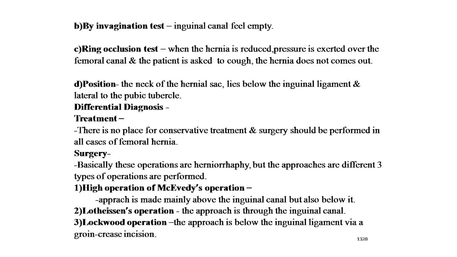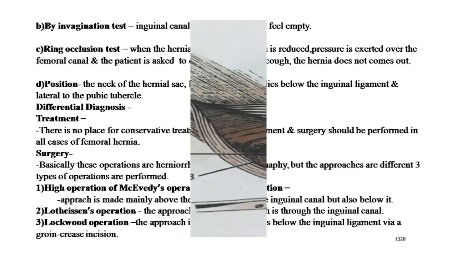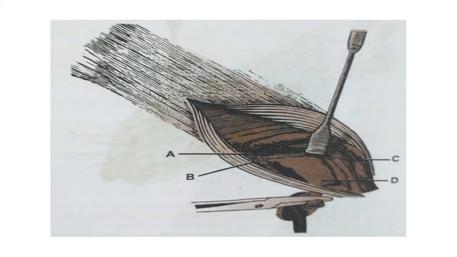Lotheissen's operation: the approach is through the inguinal canal. Lockwood operation: the approach is below the inguinal ligament via a groin crease incision. By these three types of operation, surgery of the femoral hernia can be performed. Now, the image on your screen is Lotheissen's operation of femoral hernia. A showing the transversalis fascia, B inguinal ligament, C conjoint tendon, and D neck of the sac.